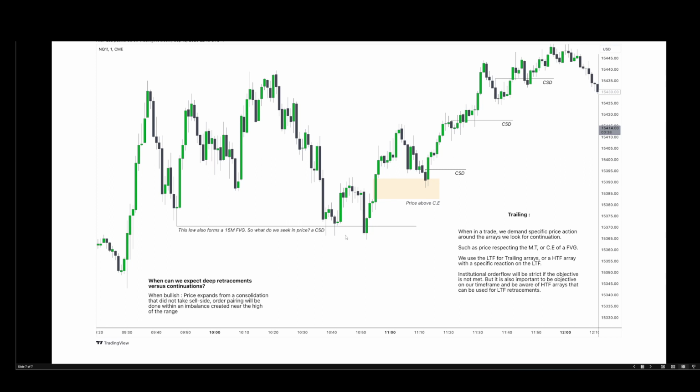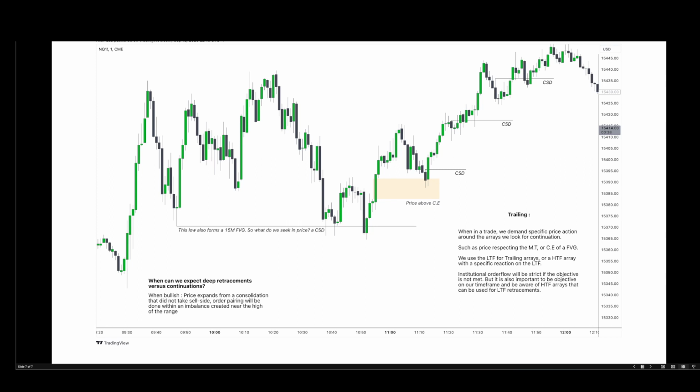So what do we seek in price? For my model, this would be a CST, right? So we get a CST imbalance, and as you can see, the body's respected. Price stayed above the consequent encroachment. So as soon as we get a CST above this candle, that retraced into, right, because this is the candle that took liquidity, this low here, we look for a CST above, and then at this point, based on my data tracking, this will let me know if I can trail or not.